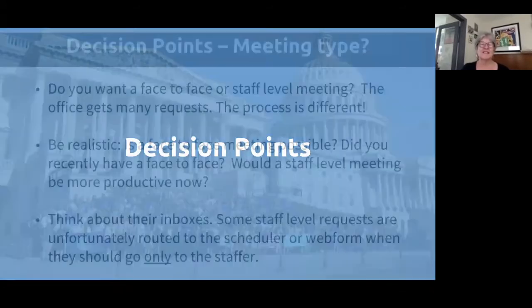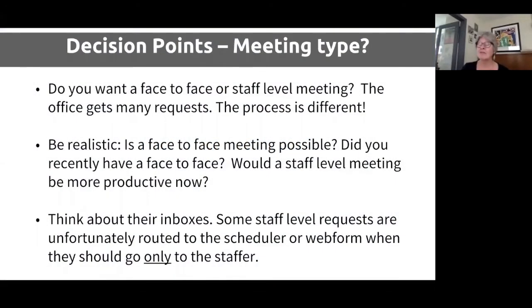A few things you need to decide ahead of time. What type of meeting do you want to request? Because the process is different, and this is very much updated information from what you might have heard in the past. We used to suggest always ask for the face-to-face, but now we realize we've got to be realistic. Is a face-to-face meeting possible? Did you recently have a face-to-face meeting with the member? Would a staff level meeting be more productive? Because staff often can give you more time. So think about those before you draft your request.